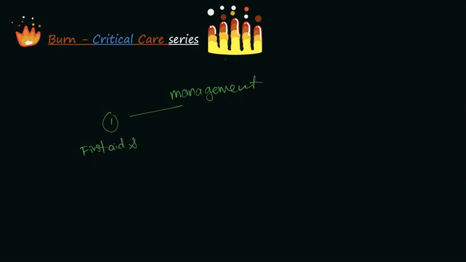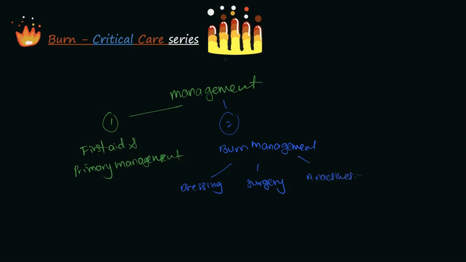I'd like to bring attention to three different aspects of the management. First being the first aid and primary management. Next is the burn management itself in terms of its dressing, the surgery, and the anesthetic consideration. And lastly, it's the systemic management according to the systems.